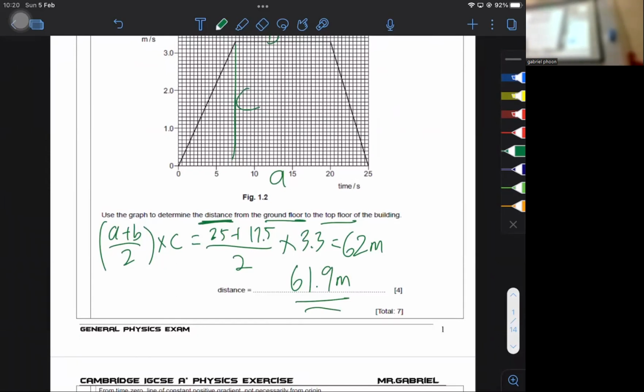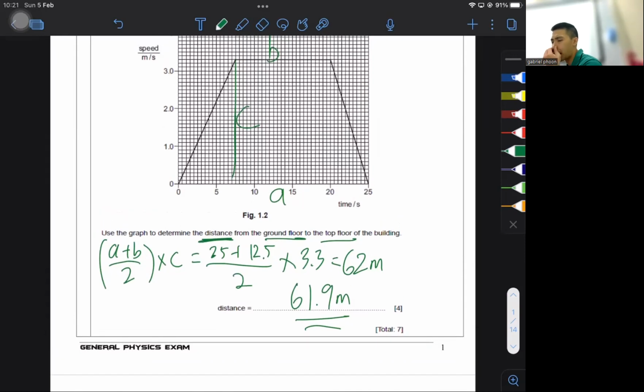You're calculating. 12.5. Is it 17.5? Let me check. 12.5. Okay, it's 12.5, guys. It is not my mistake. Or is it? It's supposed to be 12.5, guys. Anyone here don't know how to find B, by the way? Anyone needs me to explain how to find the component B?